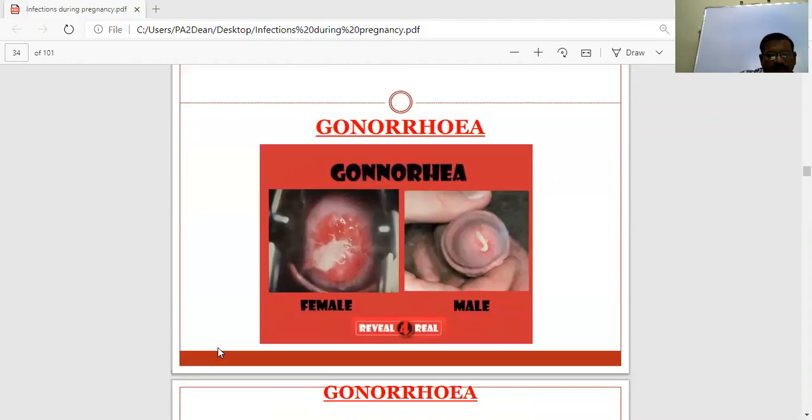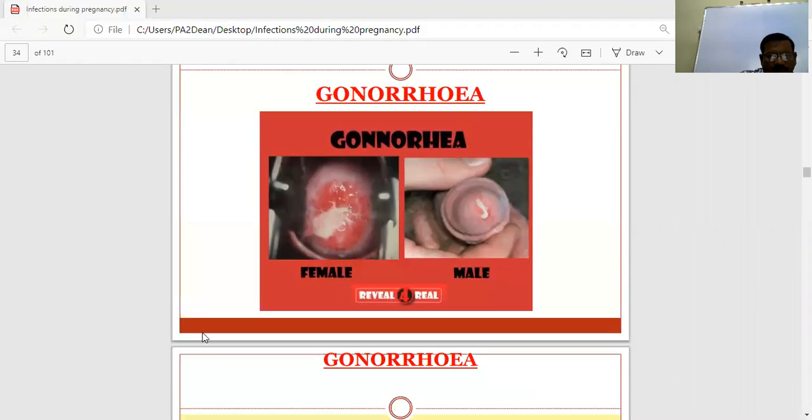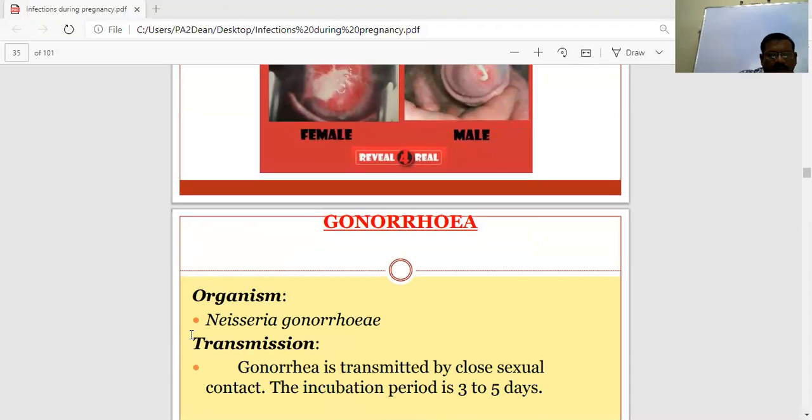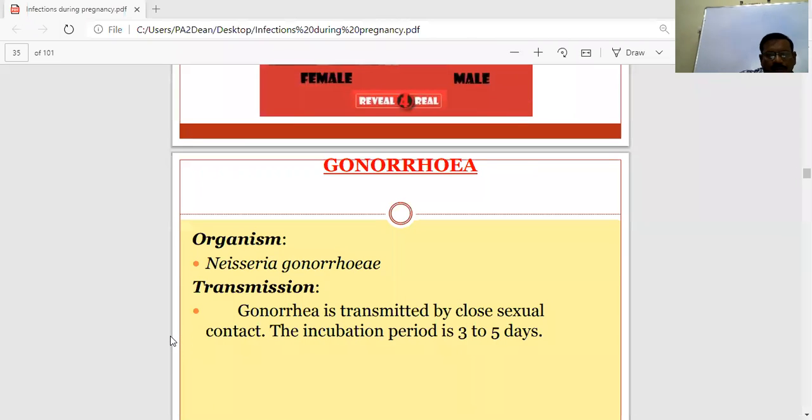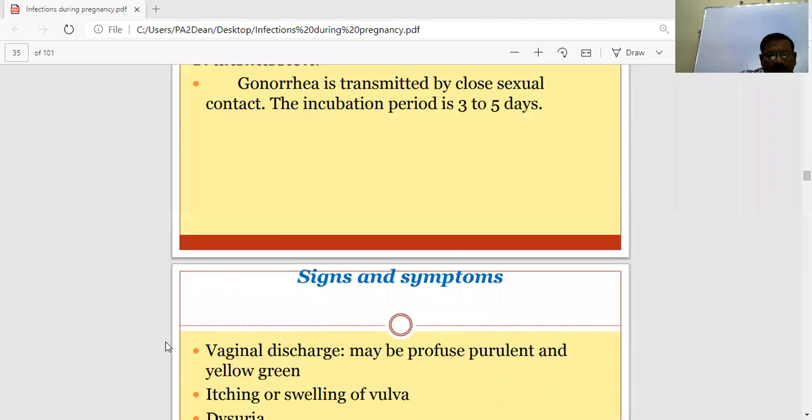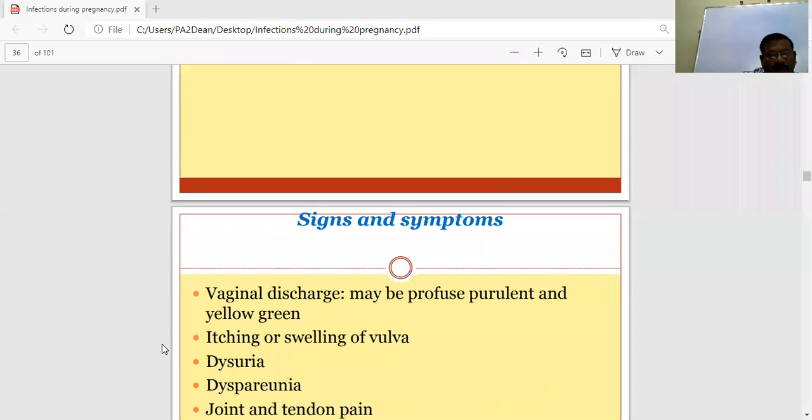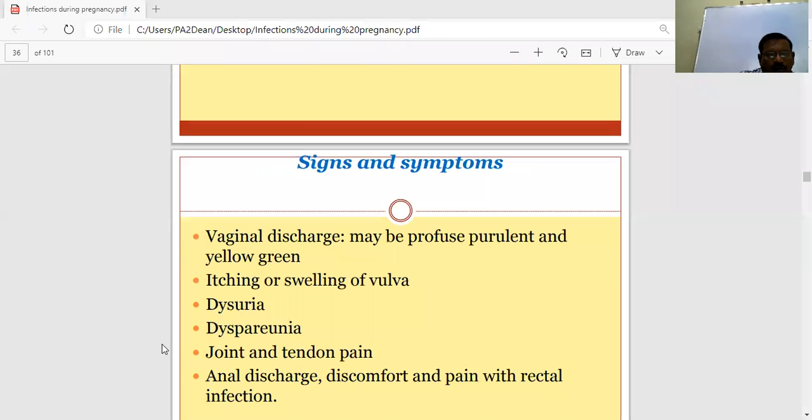Coming to the next infection, gonococcal infection or gonorrhea. The organism is Neisseria gonorrhoeae, and gonorrhea is transmitted by close sexual contact. The incubation period is 3 to 5 days. Coming to the signs and symptoms, the patient complains of vaginal discharge, which may be profuse, purulent, and yellow-green, itching or swelling of the vulva, dysuria, dyspareunia, joint and tendon pains, and anal discharge, discomfort, and pain with rectal infection.